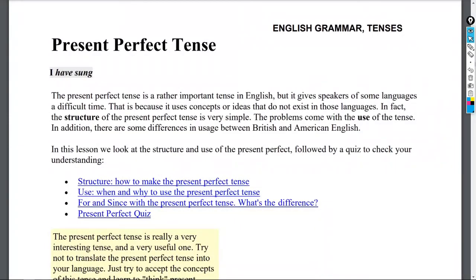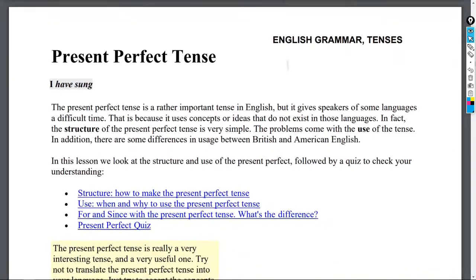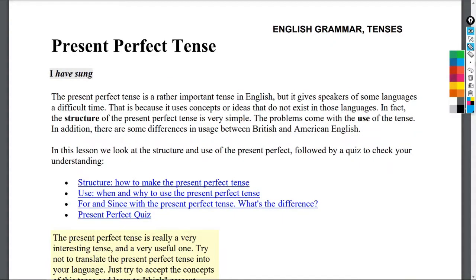Now let us come to the third one, present perfect tense. This is very important. So let us come to this present perfect form. This is the third form. Let us continue with the third form, the present perfect form. The present perfect tense is a rather important tense in English, but it gives speakers of some languages a difficult time. This is because it uses concepts or ideas that do not exist in those languages. In fact, the structure of the present perfect tense is very simple. The problem comes with the use of the tense.